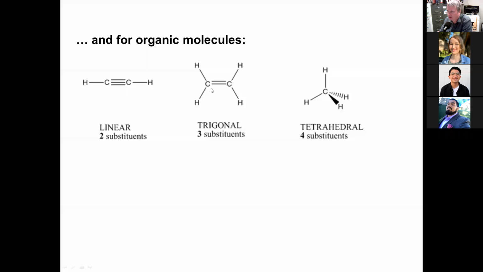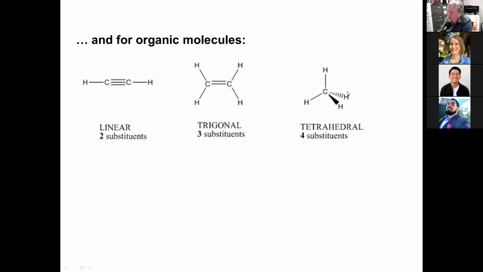Alkenes are trigonal. So these double bonded things are going to be trigonal. You have a pair of electrons, and then two pairs of electrons, and it's going to be trigonal. And then most of the molecules in organic chemistry are the tetrahedral configuration. And these are four pairs of electrons represented by the different bonds.